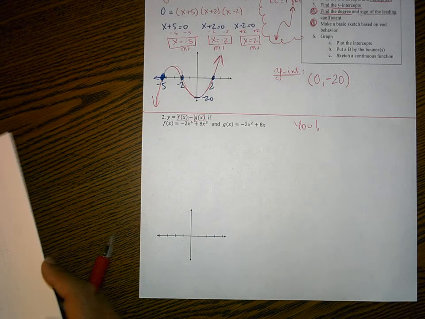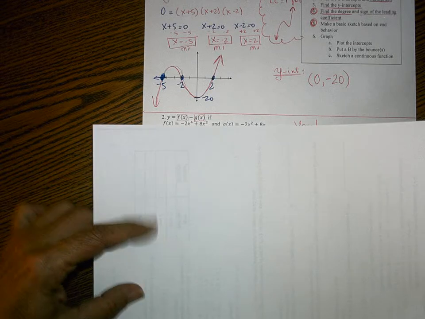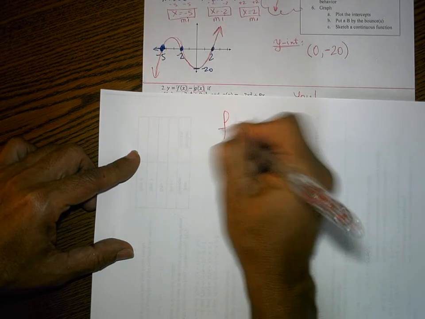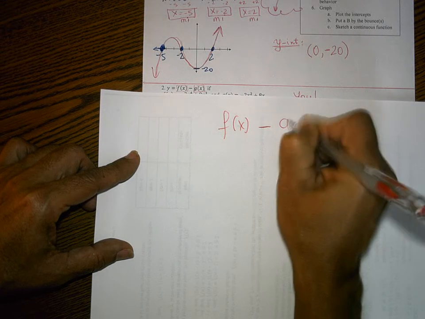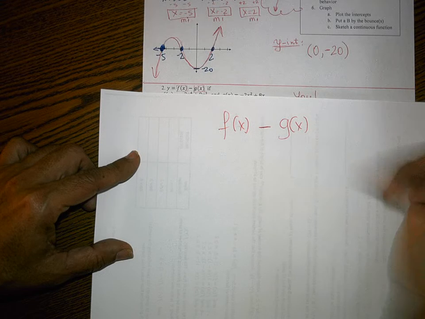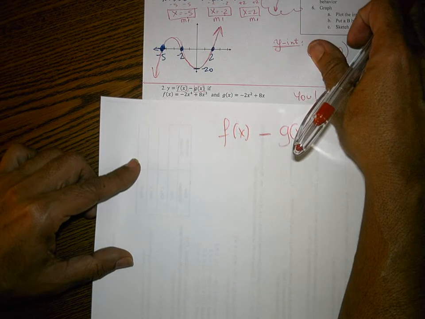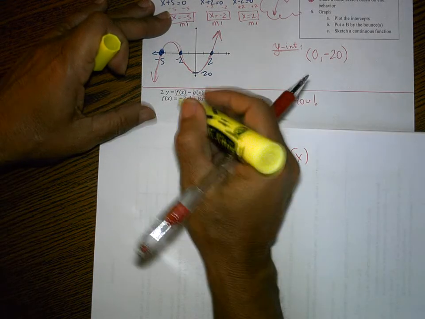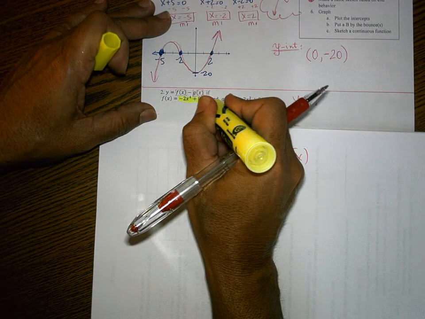It's telling me, if I give you two different functions, the f function and the g function, I have the f of x function, I want you to subtract the g of x function. Can you create a new interesting thing? Sure can. Here's the f of x function. I'm going to highlight the f of x. The f of x is negative 2x to the fourth plus 8x cubed.